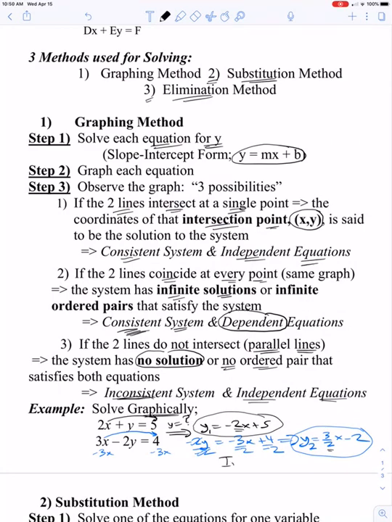So our intersection point is the ordered pair 2, 1. So that implies our solution, right? Our solution set is that ordered pair 2, 1. So we got one solution, right? That's the ordered pair x and y. So x equals 2, y equals 1.